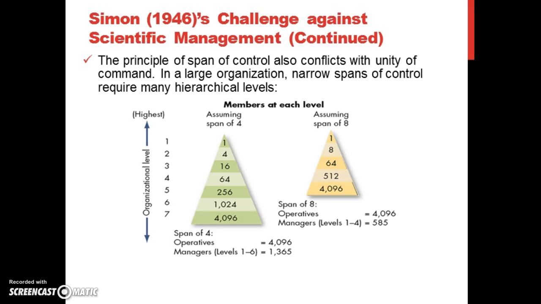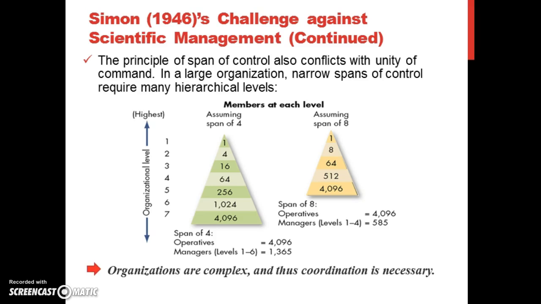On the other hand, a broader span of control, let's say a span of 8, will require fewer layers. However, when focusing on each unit, the unity of command in a span of 8 will be weaker than that of a span of 4. In sum, Simon argues that we cannot have the best principle of specialization and span of control. In any case, the organization will be complex. So to keep the unity of command, we need coordination.